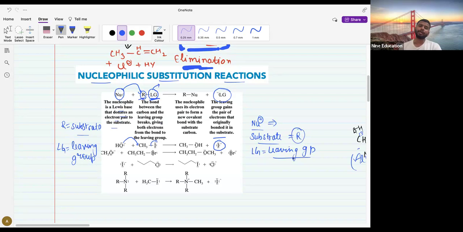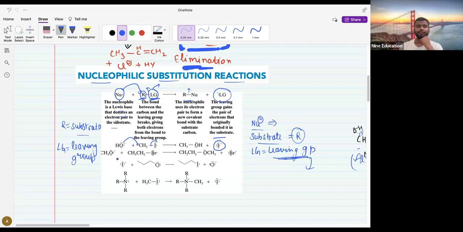The attack will happen here, and the one leaving from R is known as the leaving group. Always remember, a strong nucleophile will come and remove the weak leaving group. The leaving group is not strong enough to hold its bond here. So the R-nucleophile bond will be stronger than the R-leaving group bond.